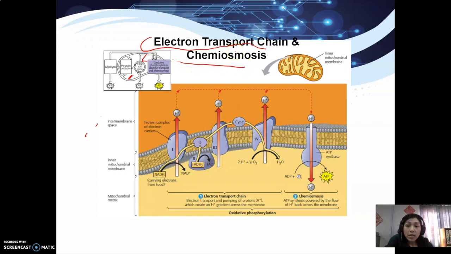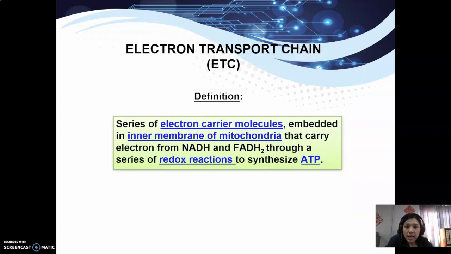chemiosmosis. So what is the meaning of ETC, electron transport chain? It means a series of electron carrier molecules embedded in the inner membrane of mitochondria that carry electrons from NADH and FADH2 through a series of redox reactions, which is oxidation and reduction, to produce ATP.